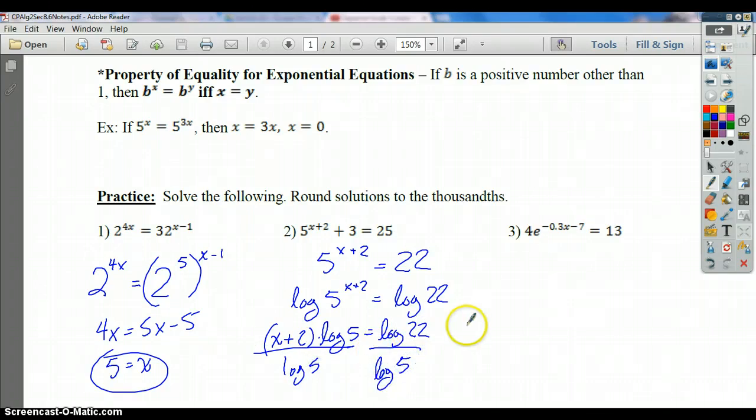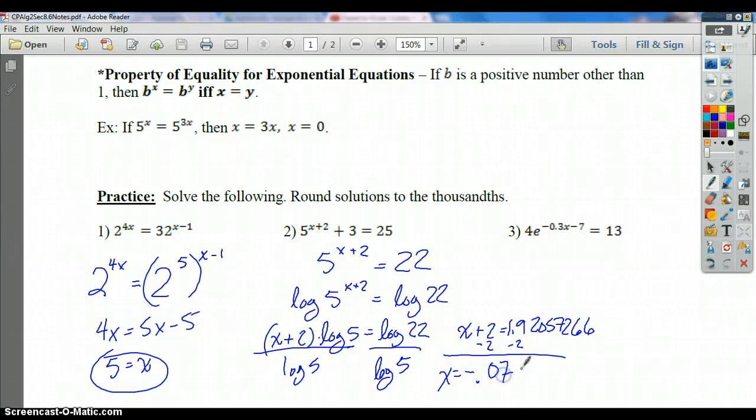Okay, so that's going to give me x plus 2 equals, let's see what we get here. We got log of 22 divided by log of 5. This is 1.92057266. I'm going to subtract 2 from that. So we're going to round this to the nearest thousandth, it says, which would be 0.079. So if you're working along, that's what you should be getting to the nearest thousandth.